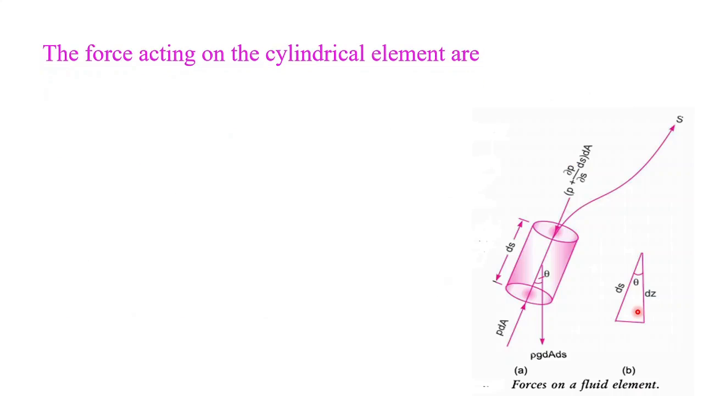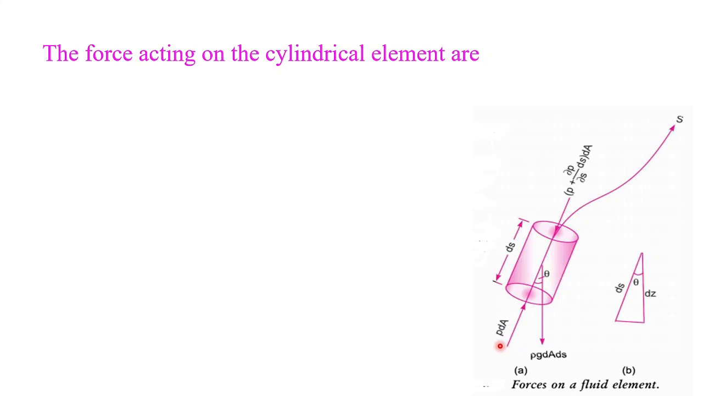The forces acting on the cylindrical element are acting in the direction of S. See here, the force is in this direction. So these are the forces on the fluid. Now we should know what these forces are. On this fluid element, in the direction of flow, pressure is acting. This pressure force in the direction of flow is P into dA.